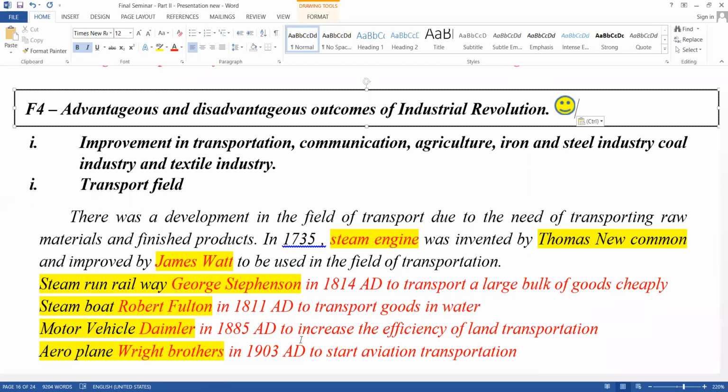So then steam-run railways had been invented by John Stephenson in 1814. And they wanted to transport a large bulk of goods cheaply.